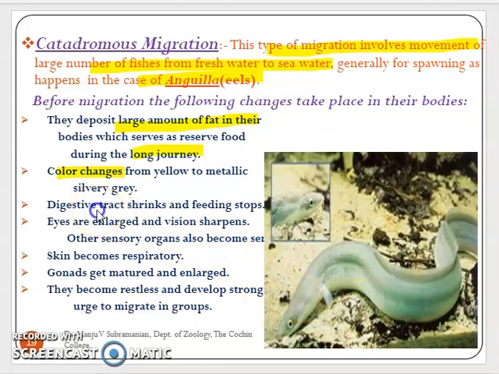The digestive tract shrinks until they stop feeding. So during the migration, they hardly feed. The eyes become enlarged and the vision sharpens, and there are certain changes seen in the other sensory organs. The skin becomes respiratory. The gonads mature and enlarge, and they become restless and develop a strong urge to migrate in groups. So these are some of the changes that take place in the adult fishes before they have the tendency to migrate. That's all about the catadromous type of migration.